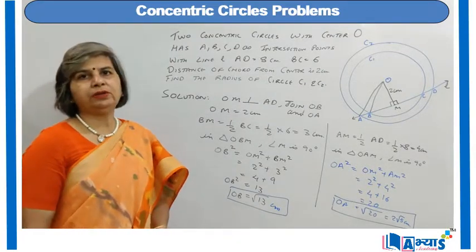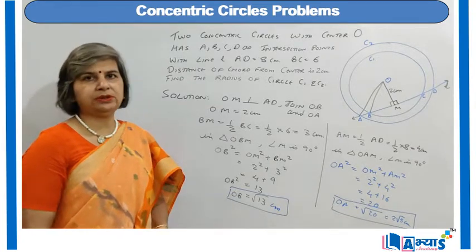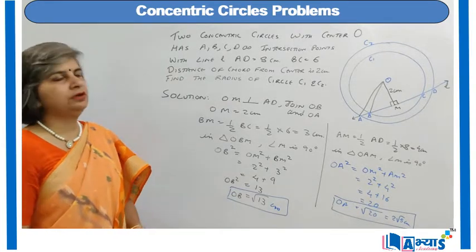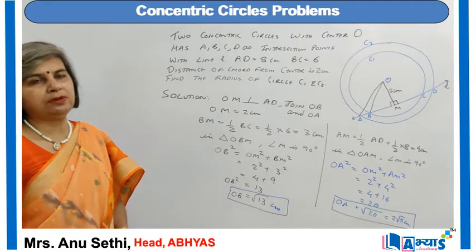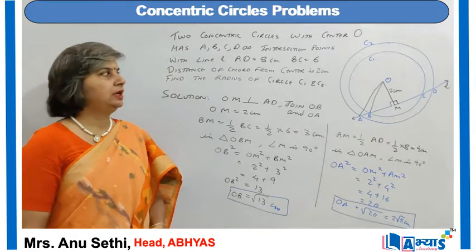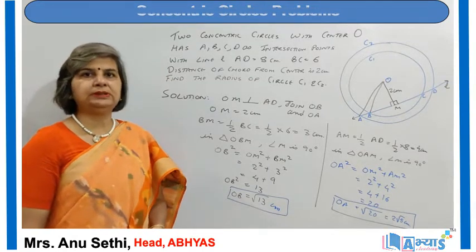So this is how we can use the concept of concentric circles, and then we can use different concepts such as the perpendicular bisects the chord and the Pythagoras theorem to find the result, that means the radii of the two circles C1 and C2.